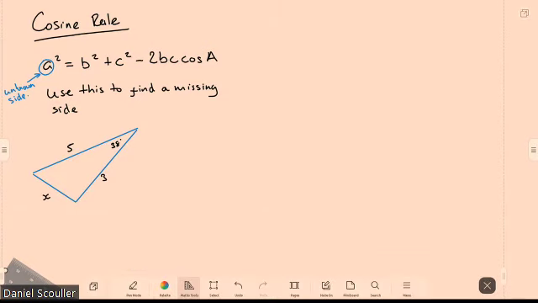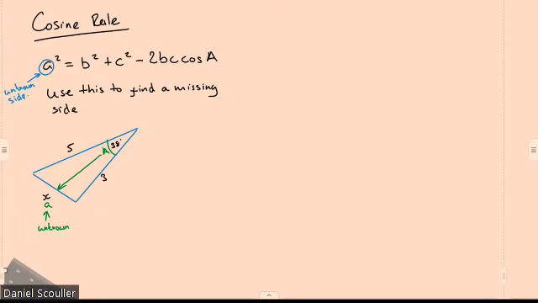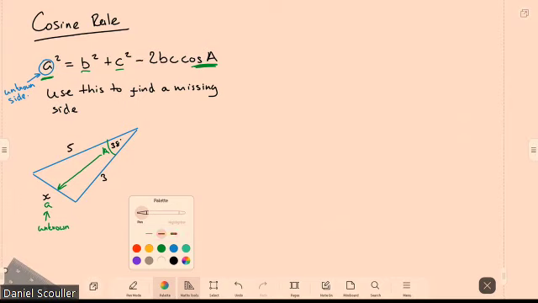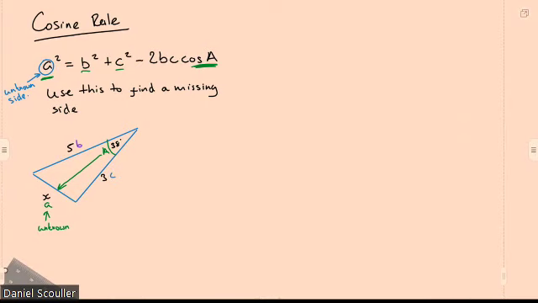Okay, so how do we label this? This side is going to be our A. This is our unknown. That means this angle is going to be angle A because it's opposite. When we're using the cosine rule, it's really important that we identify side A and angle A, because side A is our unknown and angle A is being used in the equation. B and C, it doesn't actually matter which order it comes in, so don't worry too much about that. That can be B, and that can be C. Either way.